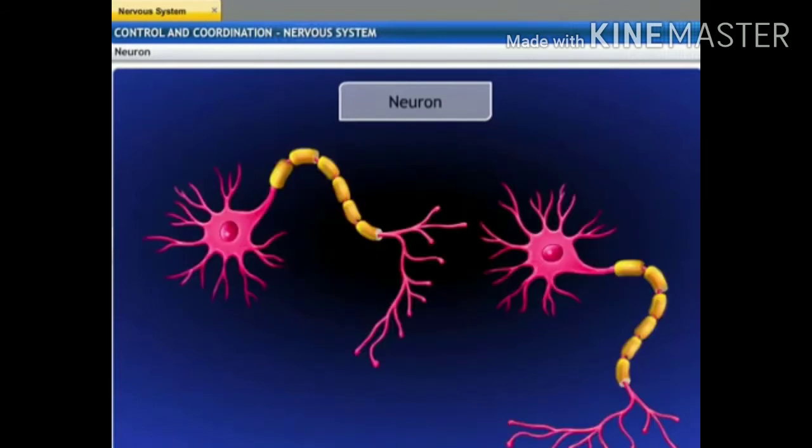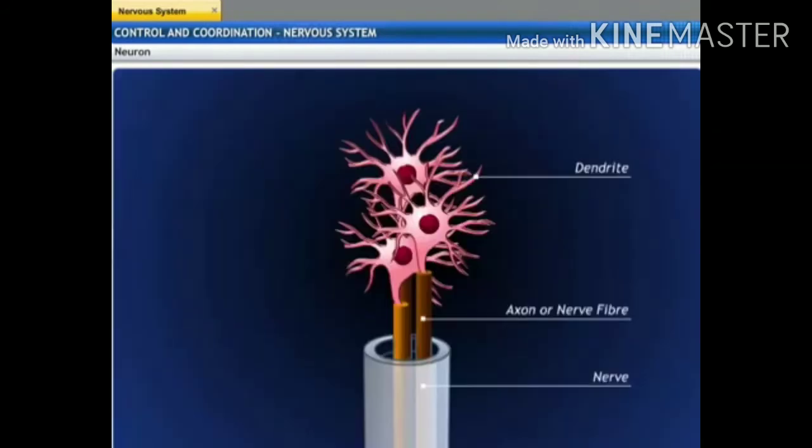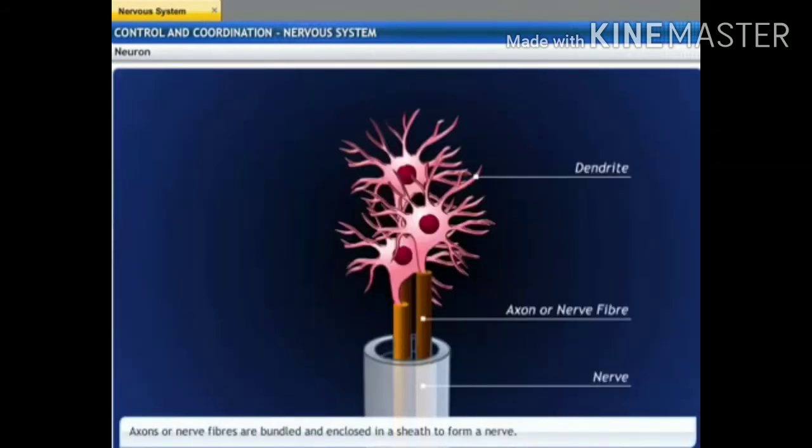The axon terminals of each neuron are placed near the dendrites of another neuron. This gap between the 2 neurons is called a synapse. All such axons or nerve fibers are bundled and enclosed in a sheath to form a nerve.